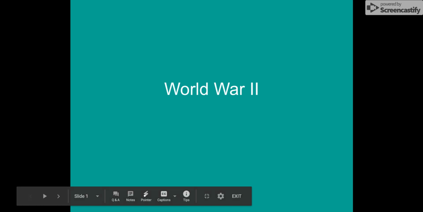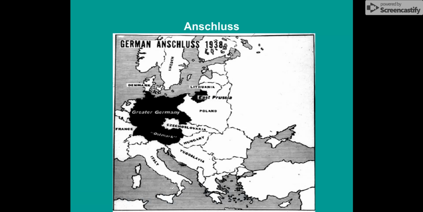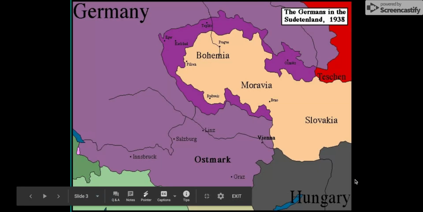Hello students, today we'll talk about the beginning of World War II in Europe. So when Hitler took over Germany, the first thing he did foreign policy-wise was take over Austria. We call this Anschluss because there's a union between Germany and Austria. Not a takeover, but a union because Austrians speak, you guessed it, German.